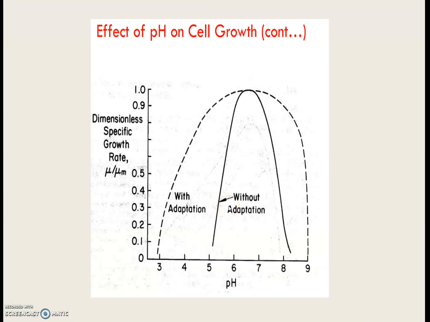This schematic diagram shows the effect of pH on cell growth. We can see here what happens with adaptation. The specific growth rate slowly increases up towards the optimum, and slowly decreases beyond the optimum pH. But without adaptation, the specific growth rate rapidly increases and rapidly decreases.